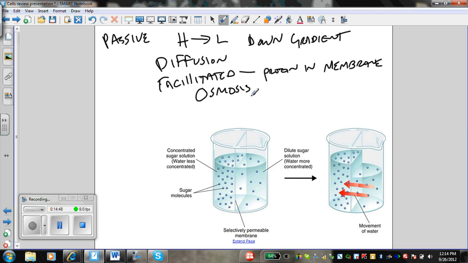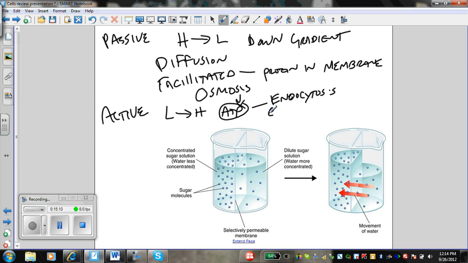And osmosis is the basis of our picture down here that we're going to talk about. Active transport is exactly the opposite. We're going to go from low to high. So that takes energy, or ATP, to do this. Some examples that we talked about are endocytosis and exocytosis. Both of those are active transport. It takes the cell energy to push things out or pull things in. Another example of endocytosis is called phagocytosis, which white blood cells eat with.